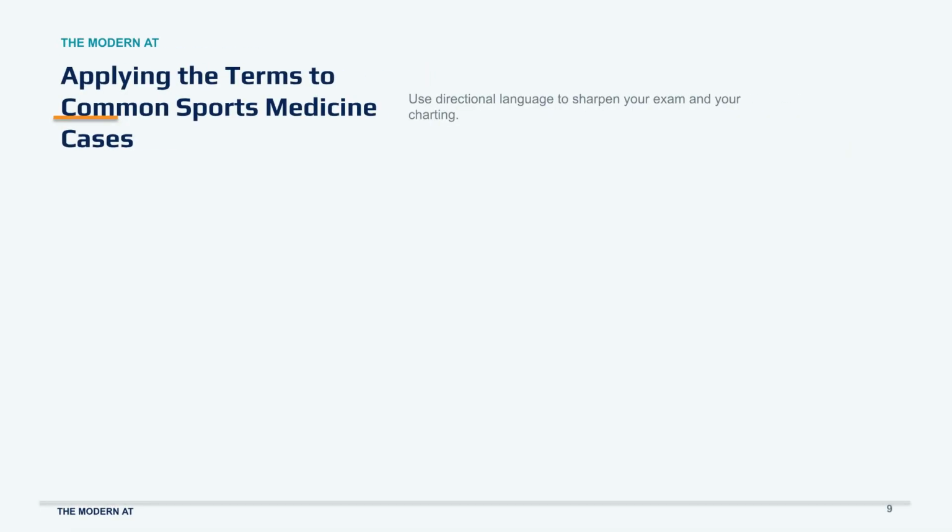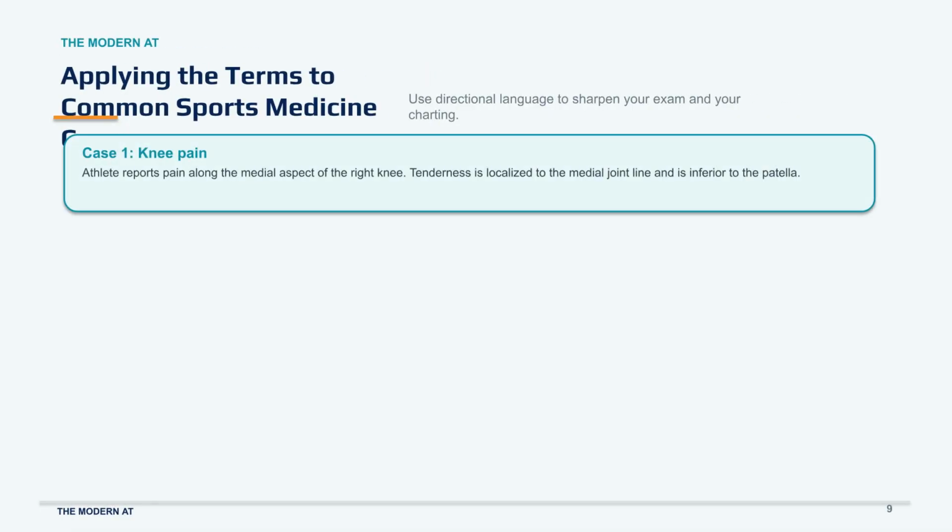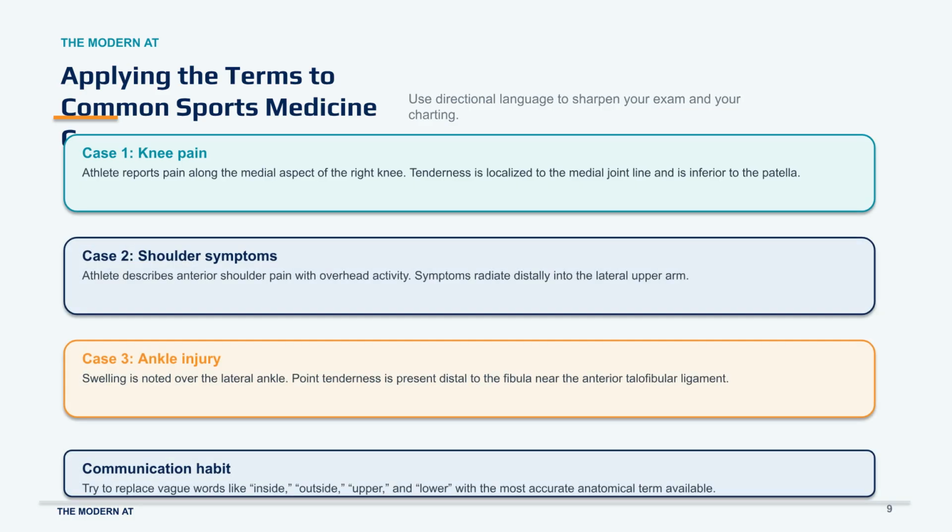Apply these terms to realistic cases. For knee pain, identify the medial aspect. For shoulder symptoms, use anterior shoulder pain that radiates distally. Use side, region, and relationship, such as left posterior calf tightness.